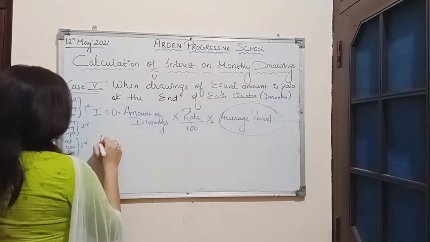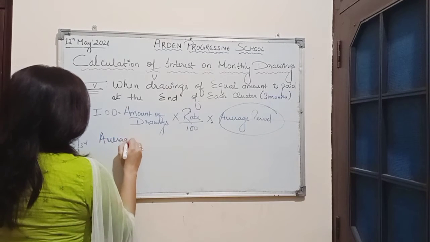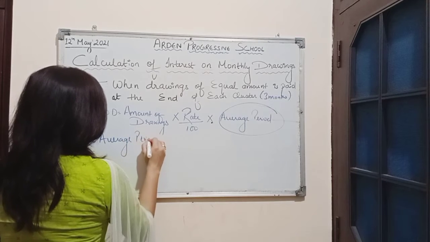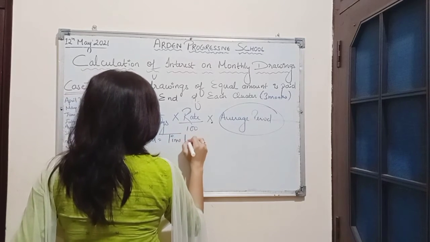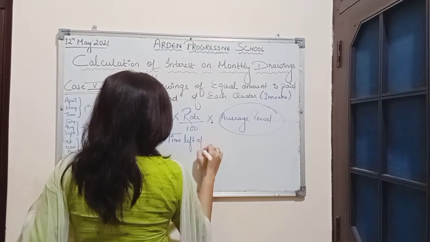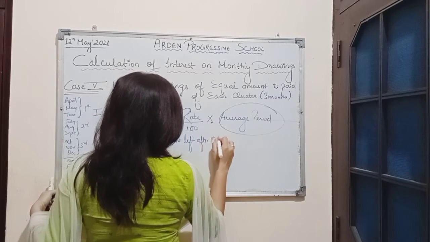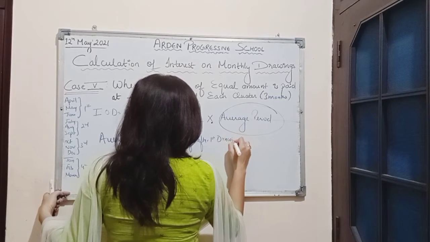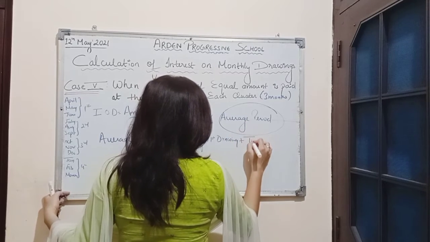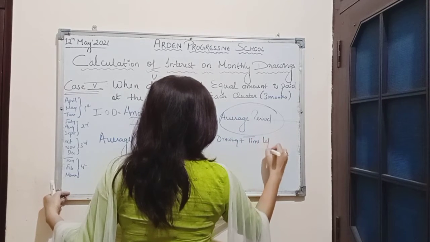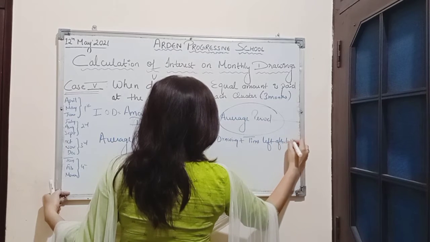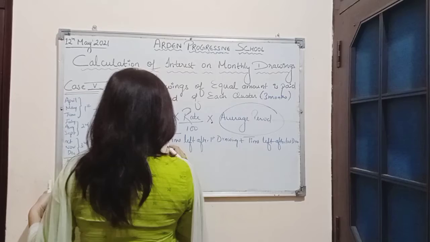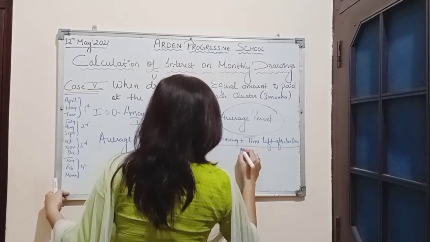So first, to calculate average period, the formula is time left after first drawing plus time left after last drawings divided by 2.